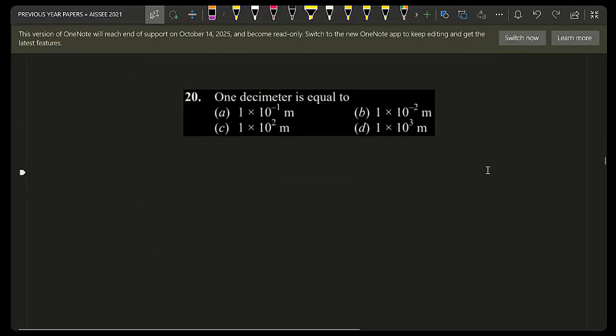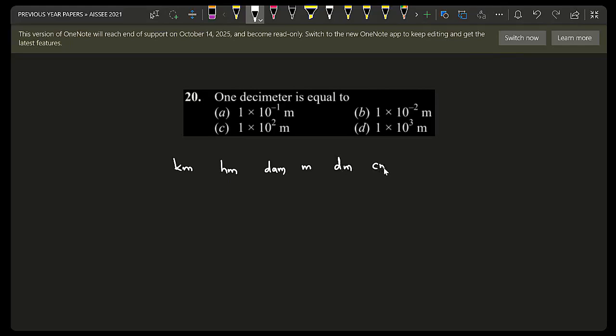Yes, 1 decimeter is equal to... So unit conversion, I told you already. Let us say this is meter. In order to remember easily, I told you one method: meter, decameter, hectometer, kilometer on the left side, and on the right side decimeter, centimeter, and millimeter. So 1 decimeter is equal to... That means we are converting decimeter into meter. Why meter only? Because in all the options, meter is given.